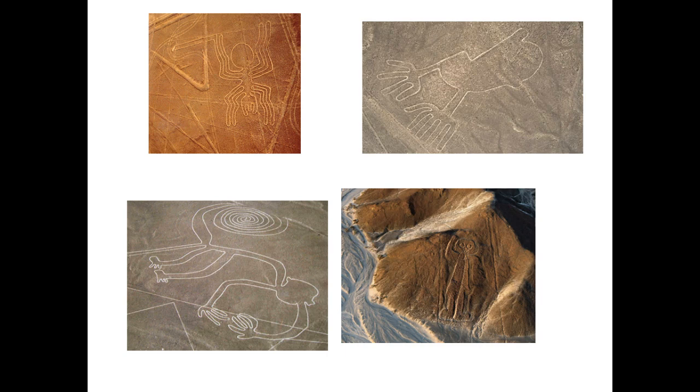So there on the top left forms a very clear shape of the spider. There below it, that wonderful spiral of the monkey. There on the top right, I don't know if you can tell what that is. To me, it looks like a little chicken or something, like a rubber chicken. But those have been called the hands.